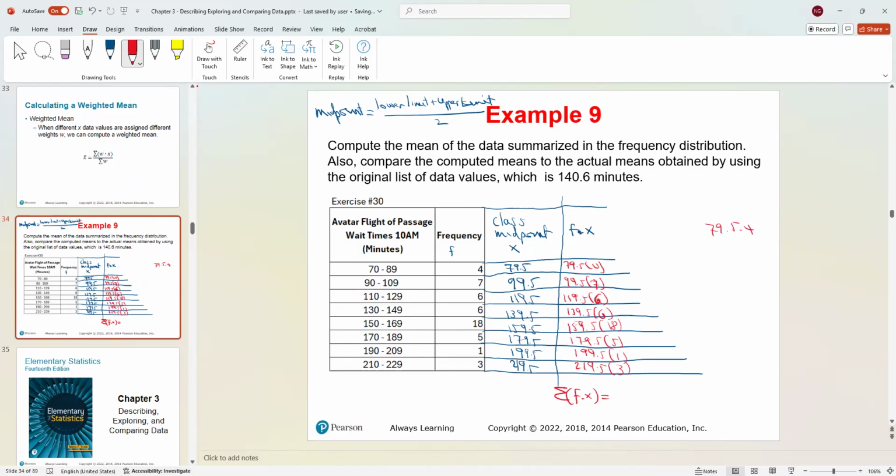What is the sum of all these frequencies? Remember, we must add it. So we have 4 plus 7 plus 12 plus 18 plus 6 plus 3. So I think this is 50. All right, we find this one to be 50. And we need to know that sum.